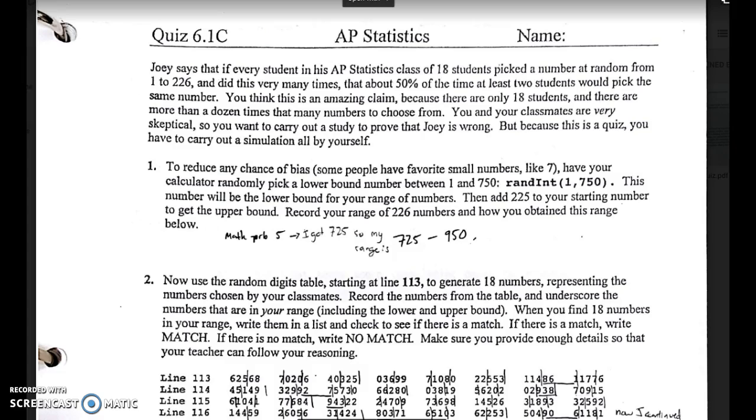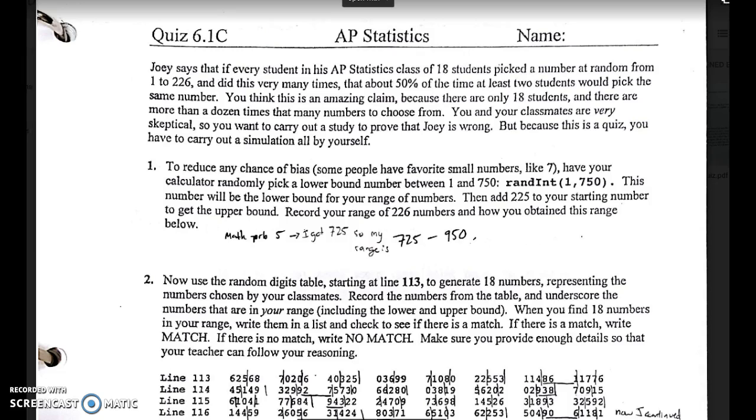You think this is an amazing claim because there's only 18 students and there are more than a dozen times that many numbers to choose from, because 18 times 12 is less than 226. So there's more than a dozen times as many as 18. You and your classmates are very skeptical, so you want to carry out a study to prove that Joey is wrong. But because this is a quiz, you have to carry out a simulation all by yourself.